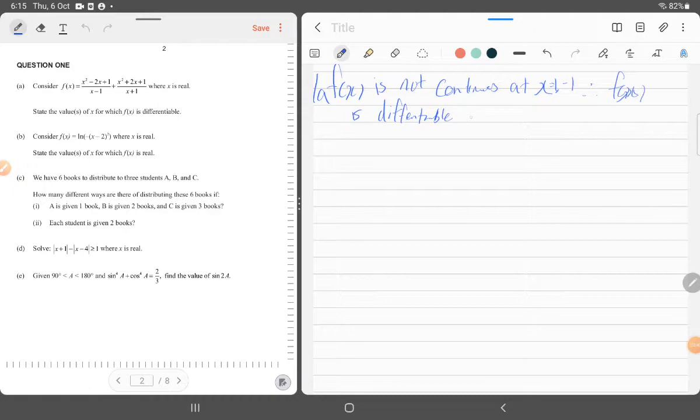So f(x) is differentiable for every value apart from x equals 1 and -1. That is question 1a done.